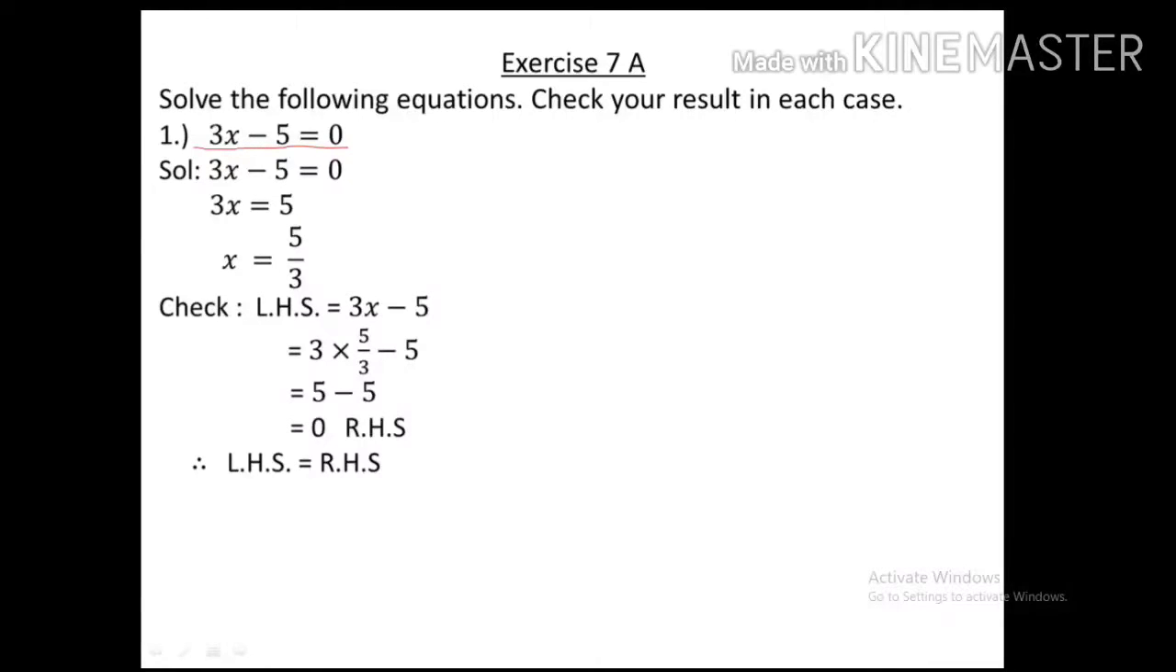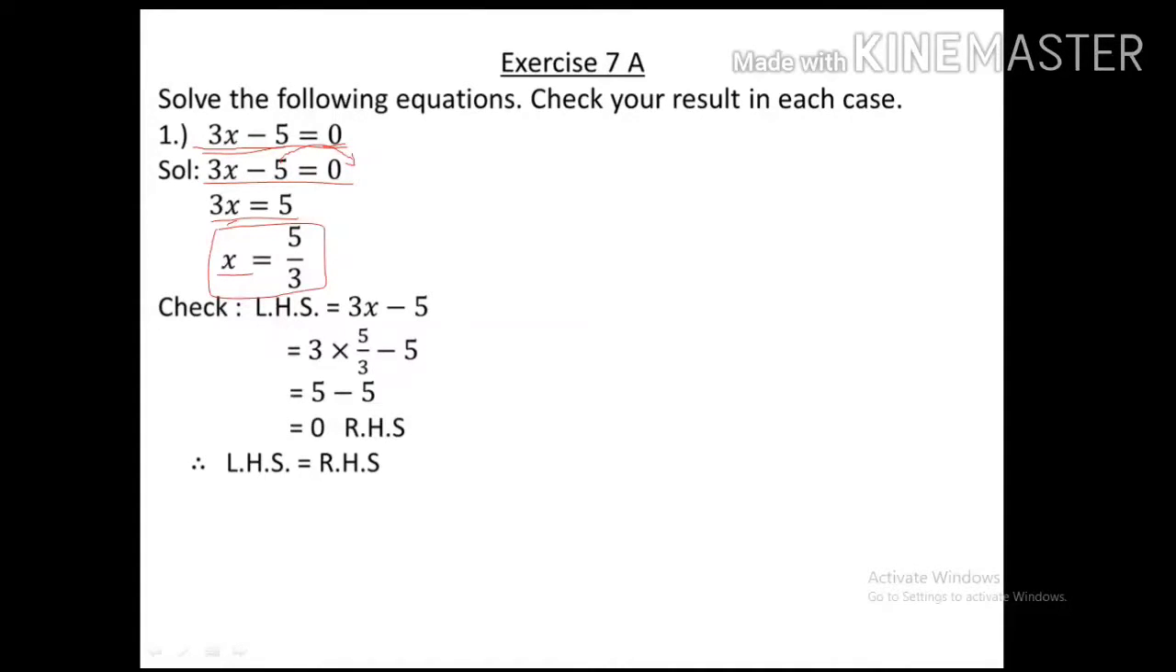Here I want to tell you that 3x minus 5, before the equal sign, is the LHS, left hand side, and after the equal sign, that is 0, is the RHS, right hand side. So first of all we write the equation, 3x minus 5 equals 0. Now minus 5 we transfer to the right hand side because it is a constant. So the next step we write 3x equals 5. Now we have to find the value of x, so x equals 5 by 3. Now we got the value of x, that is 5 by 3.